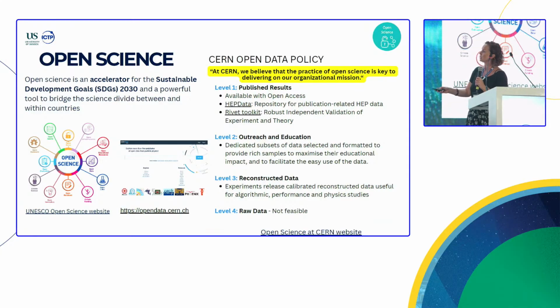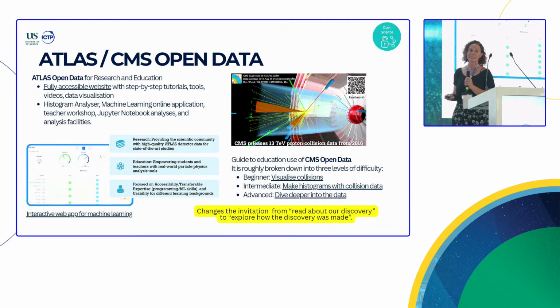But we do release reconstructed data, and this allows theorists and other types of students to access our data and to be able to do physics studies. Then we have level 2, which is a dedicated subset of data to make ntuples that can be used for outreach and education. And then, of course, level 1, which we've always done, is publishing results in journals. So ATLAS and CMS have been working on this for over 10 years.